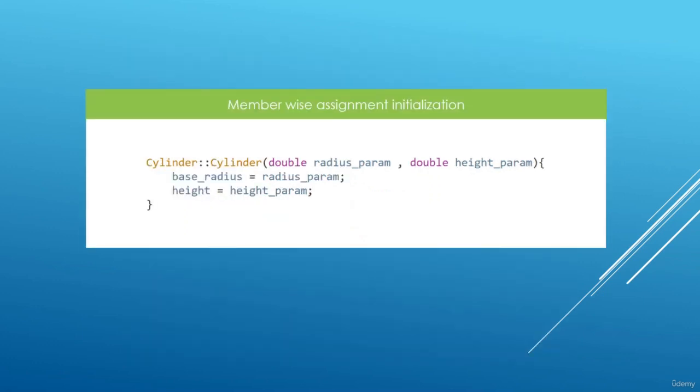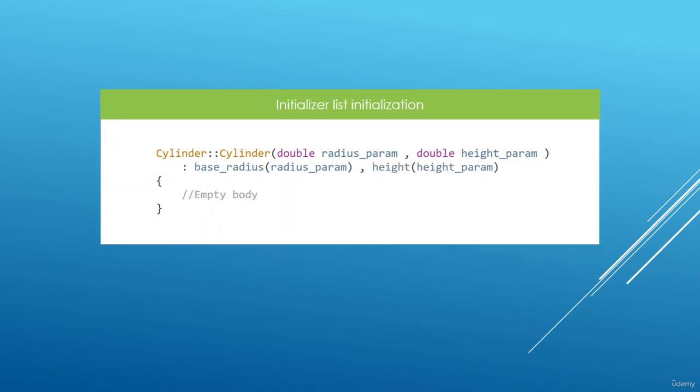Here is how you can do member-wise assignment initialization. We have the constructor, we have the parameter list, and we're going to be doing our initialization in the body of the constructor here. We can also do the same using initializer lists, and the way to do this, you specify a colon after your parameter list, and you specify what you want to initialize your member variables with using the syntax here. So the initializers are basically going to be in these parentheses here, and this is going to work. We have seen this in the last lecture.